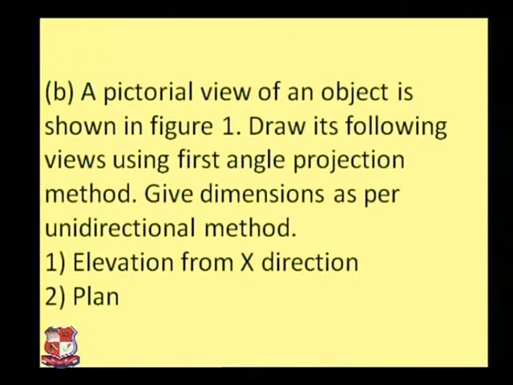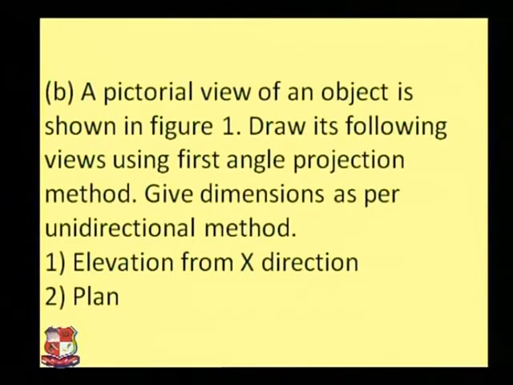Again it is a problem of orthographic projection itself. Over here it has been clearly mentioned to give dimensions as per the unidirectional method, and we need to use the first angle projection method. From this figure, x direction, we need to find the elevation and we need to find the plan. This is again a very simple problem. Only two views need to be drawn, no third view. With this problem, you can earn the maximum marks. So be prepared for the orthographic projections problem.